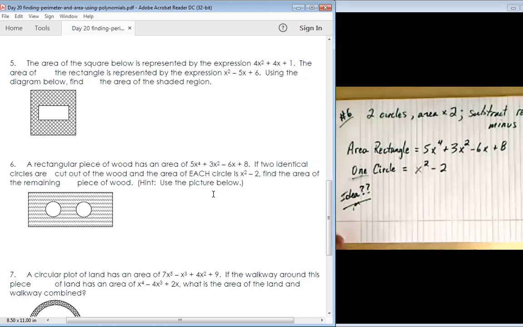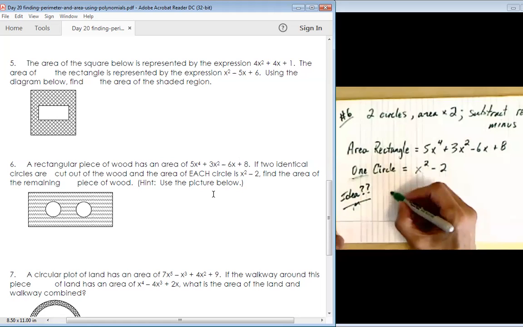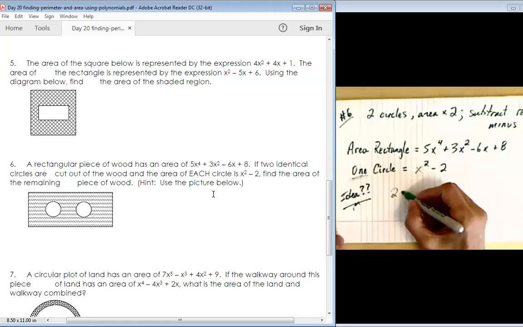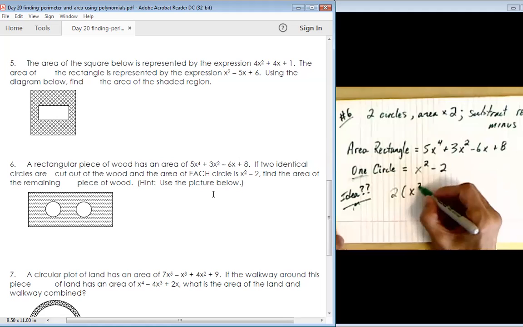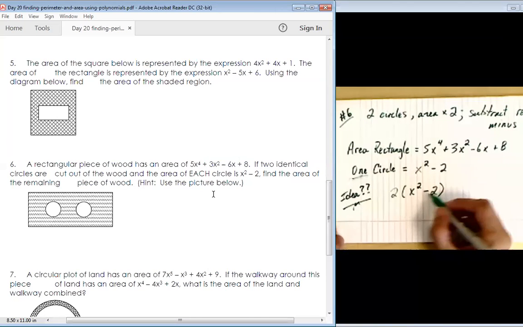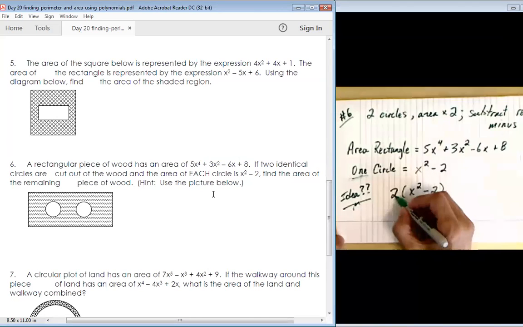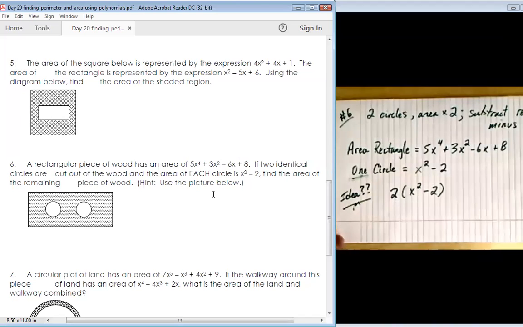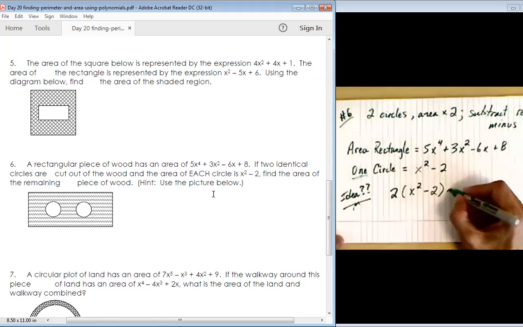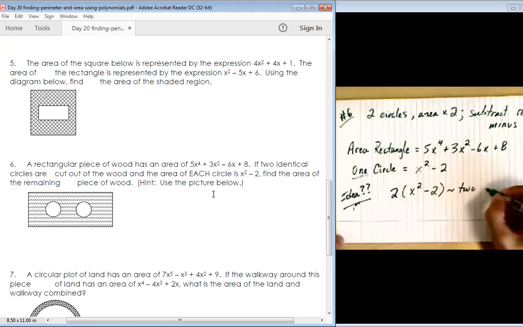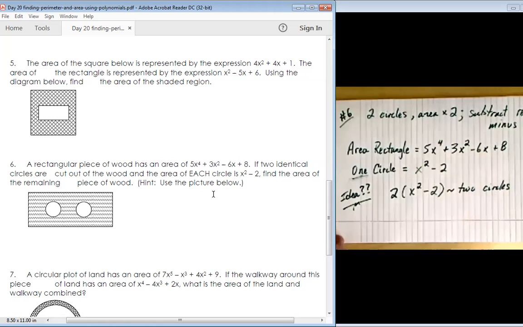Okay, we can go 2 times x squared minus 2. What is this going to do? Why are you doing this? Yeah, perfect. That's exactly what it is.